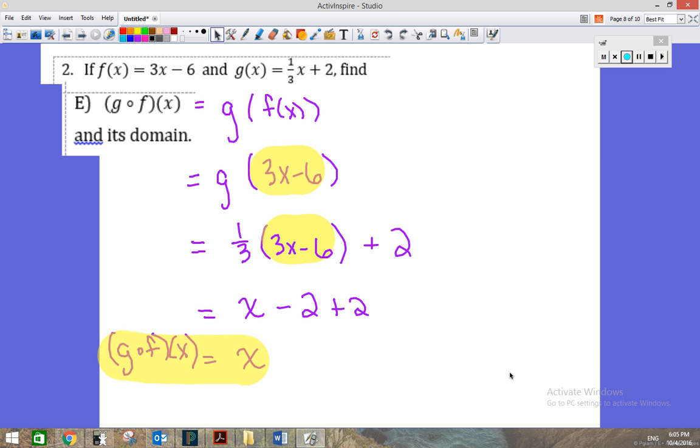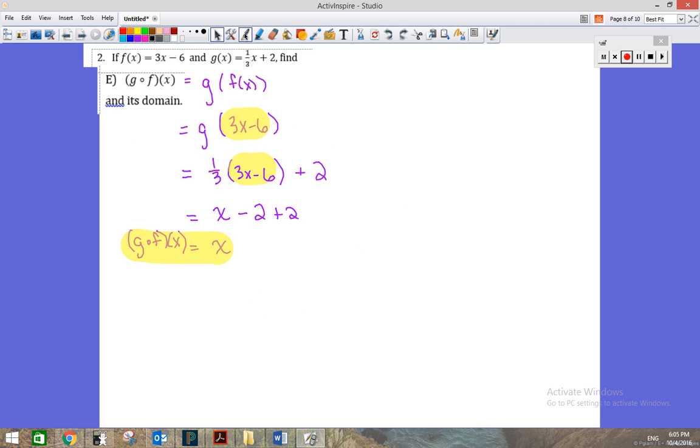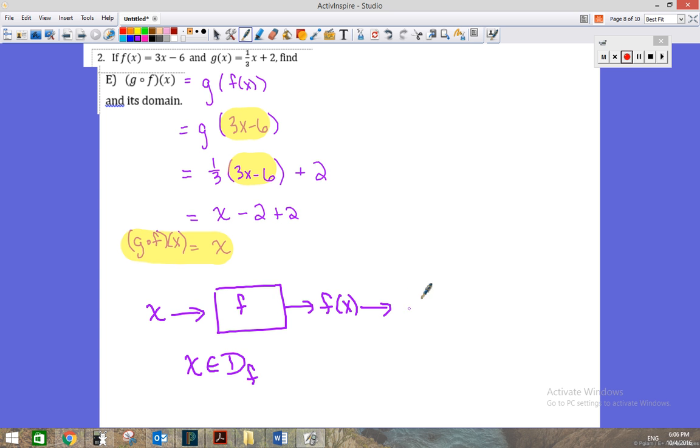Now let's find the domain. Two things have to be true for when you're finding the domain of any function composition. If you look at the first function, the input has to be in the domain of f. Now, the output of f, we just call it f of x, becomes the input for g. So whatever input we plug into g, f of x, has to be in the domain of g. Otherwise you would not get an output g of f of x.